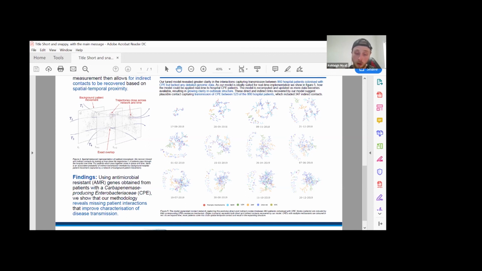So to close things off, what we've done here, we've highlighted the shortfalls of current outbreak investigations given their limited scope for capturing contact. And we've shown here ways to mitigate this by looking at indirect links mediated by background patient flows, which we've recovered with our model and then validated with whole genome sequencing.